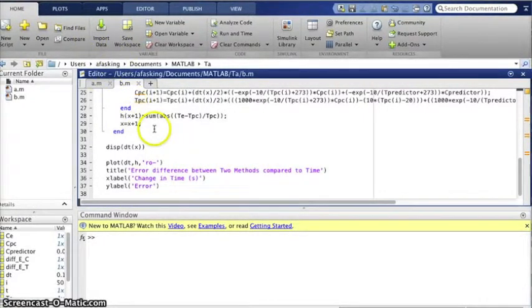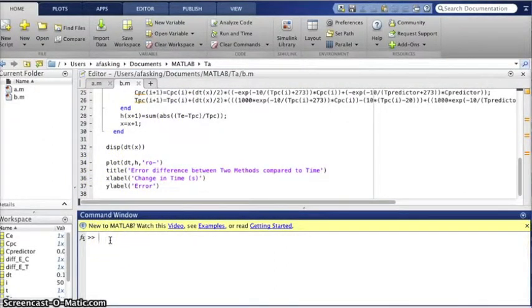And then in order to keep tabs of how many times we were iterating, that's why we have the x equals x plus 1. So once we get through here and it has finally run its loop, that's why we display dt of x. So that shows the time interval that we iterated. And so after that we plotted the time step by the error in red dots.